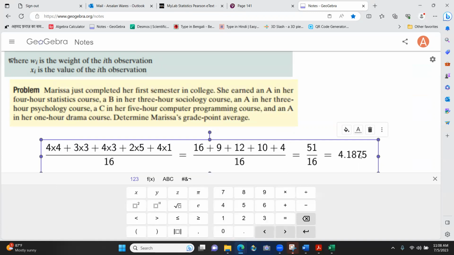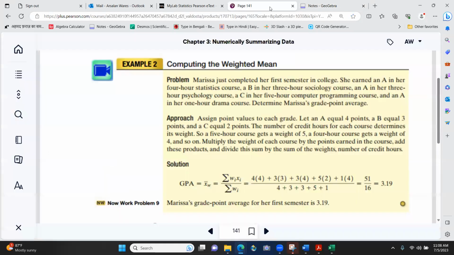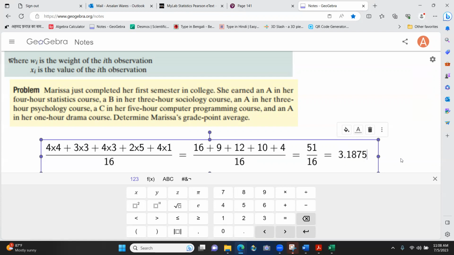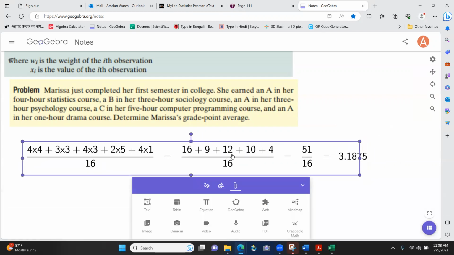So this is weighted average. Weighted average is more like, getting an A in a 1 hour course is not the same as getting an A in a 4 hour course. You have to kind of multiply it by the credit hours. It's a very common use of weighted average. So 3.19, that's kind of what we got. So we messed it up the first time, but we fixed it.